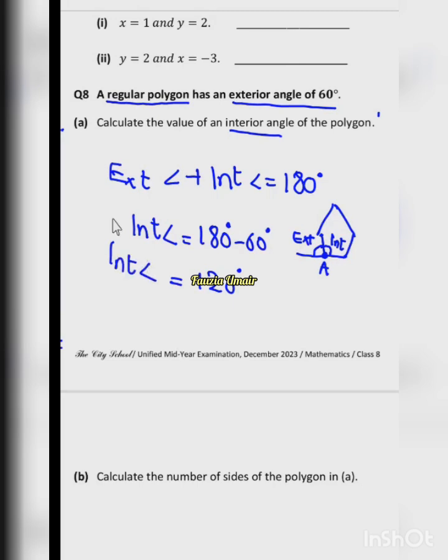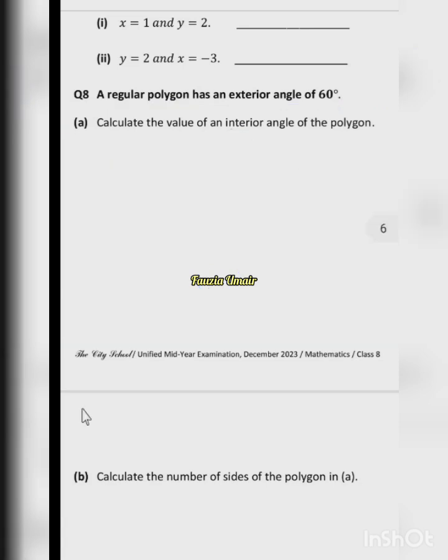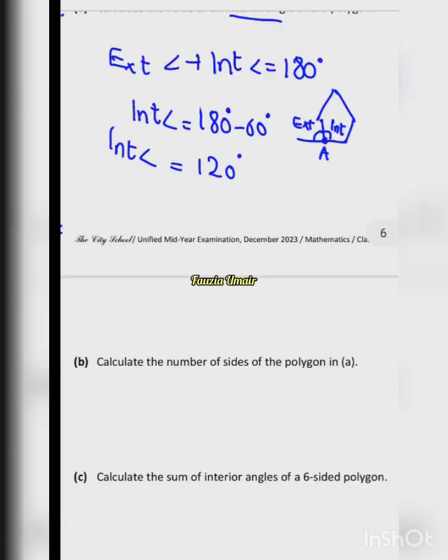All right. So this is just a 1 mark question in the paper. Now the second part of the same question: calculate the number of sides of that polygon. So how can we calculate the number of sides? We have done these questions many times in the classroom also. Can anyone tell me how I can calculate the number of sides of this polygon? I know the value of each exterior angle as well as each interior angle. What should I do?